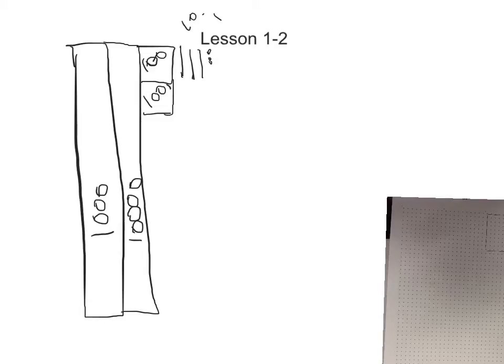So by looking at this drawing I made here, you should know that you have 2,233. I'm not sure why I decided to put a comma in there because that is not correct. But the number here is 2,233.